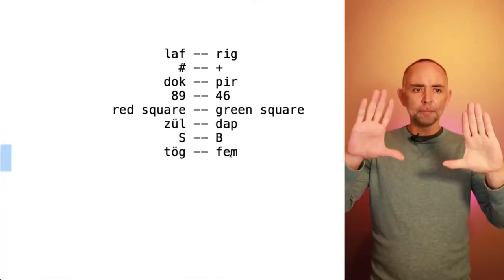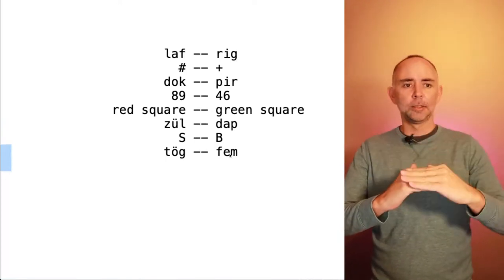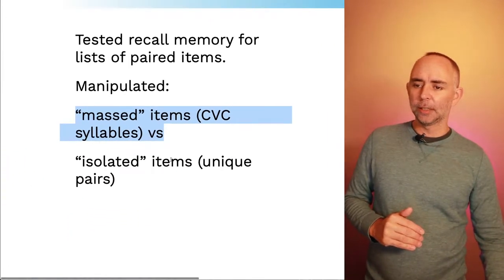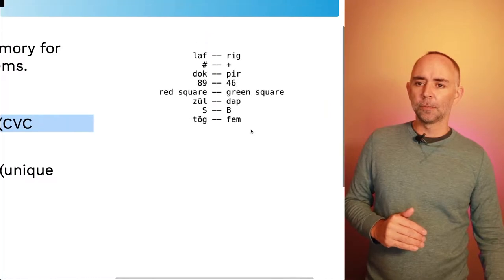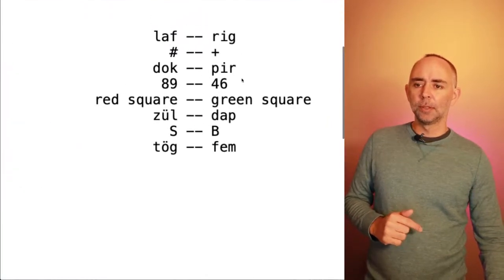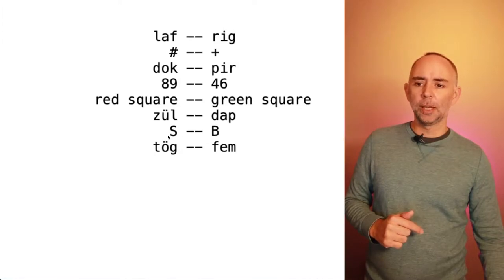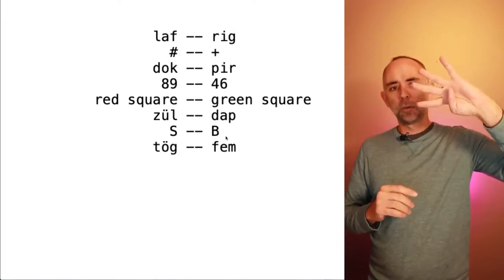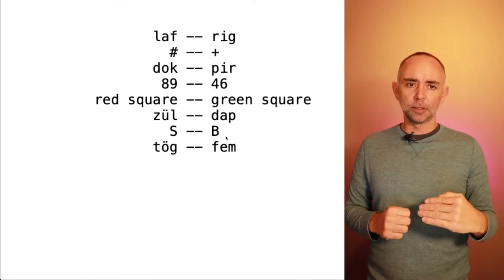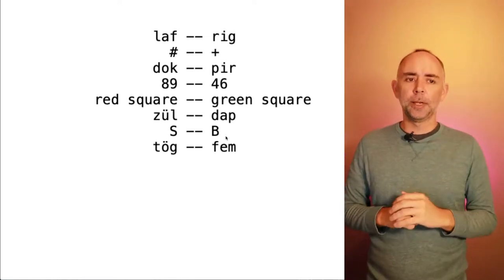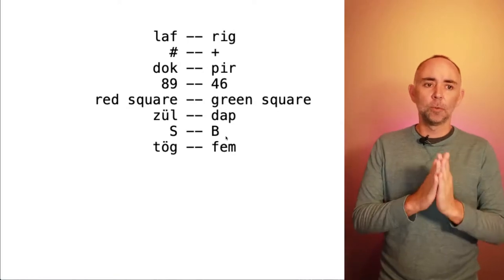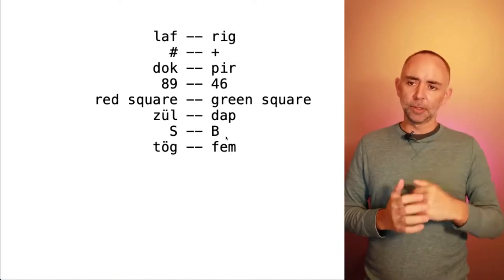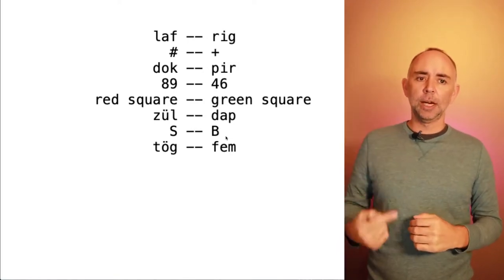So half of these things were all of one kind of pair. The other items she called the isolated items. These were the unique pairs. So for example, the symbols, numbers, colored shape, and letters. Those are four different kinds of pairs. So we have four of the same pairs, the nonsense syllables, and four different unique pairs. She was interested in whether memory would be different for the masked items, the nonsense syllables in this case, versus the unique items.